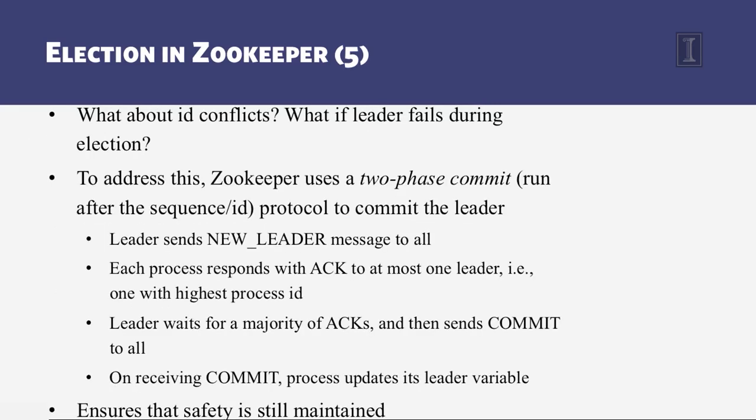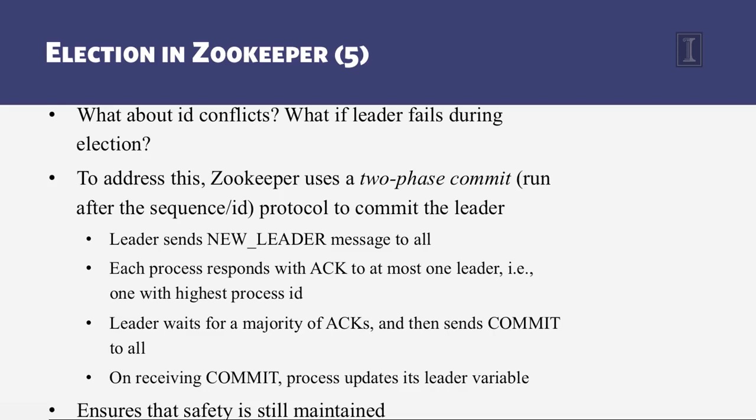Now, conflicts may happen in the system because two different processes might write the same sequence number into the ZooKeeper file, and it might turn out that both of them think that they are the leader in the group. The leader might also fail during the election run. To address both these issues, ZooKeeper uses the two-phase commit protocol, which is run after the sequence ID protocol that we have discussed before. In this two-phase commit, the potential leader, which sees its own sequence number in the ZooKeeper file, sends a new leader message to all the processes in the group.